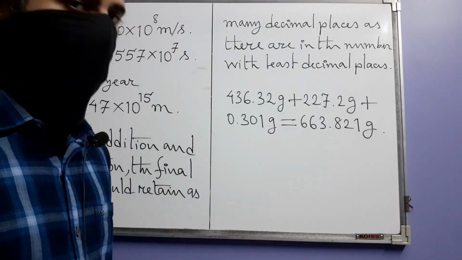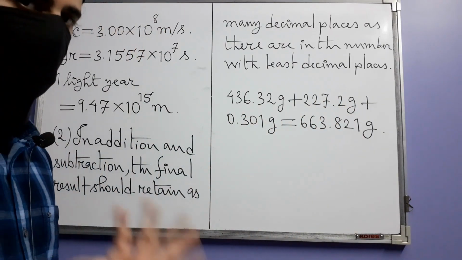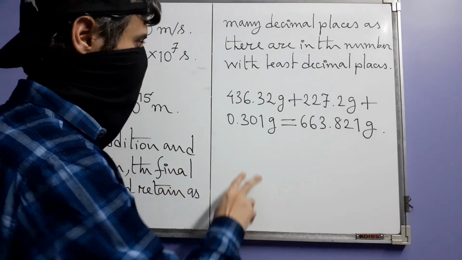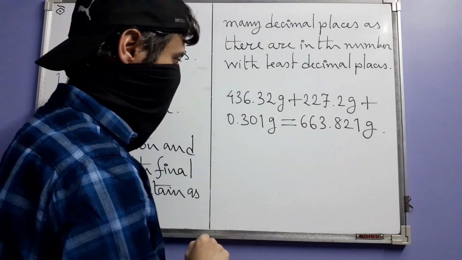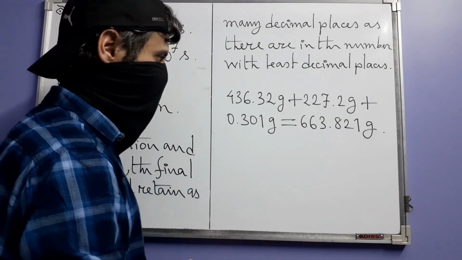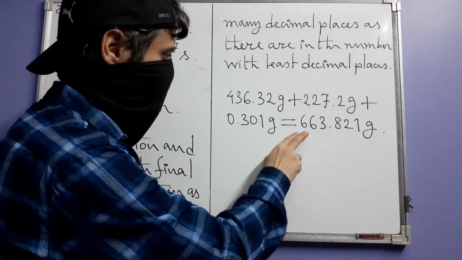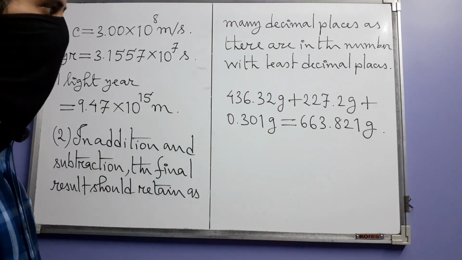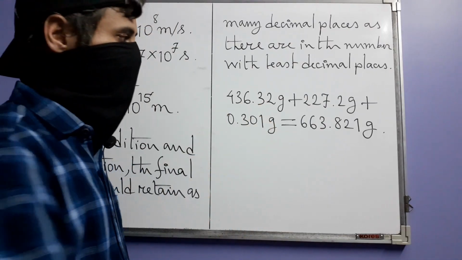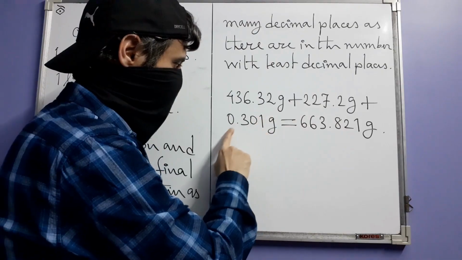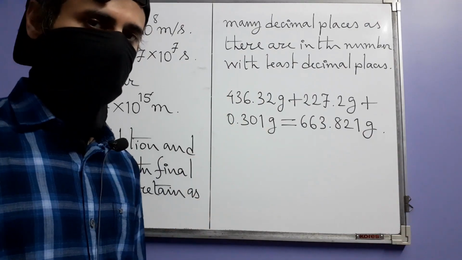If this rule is not followed, say someone adds these three mass values, which are all measured, so all of them are approximate: 436.32 gram plus 227.2 gram plus 0.301 gram, simple-minded mathematical addition, then one gets this figure. Okay, so how many decimal places? The first one has 2. The second one has only one decimal place. The third one, although this number is very small, has 3 decimal places.